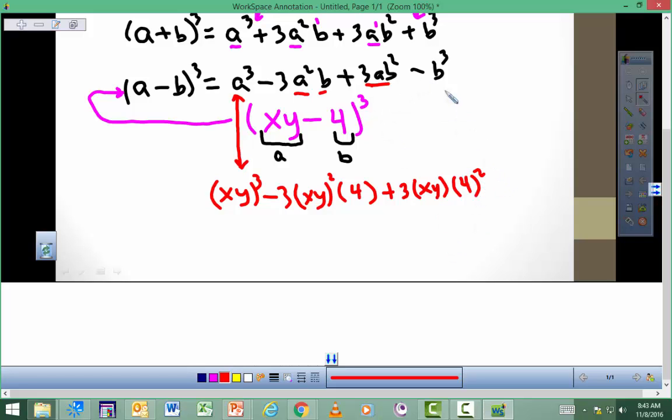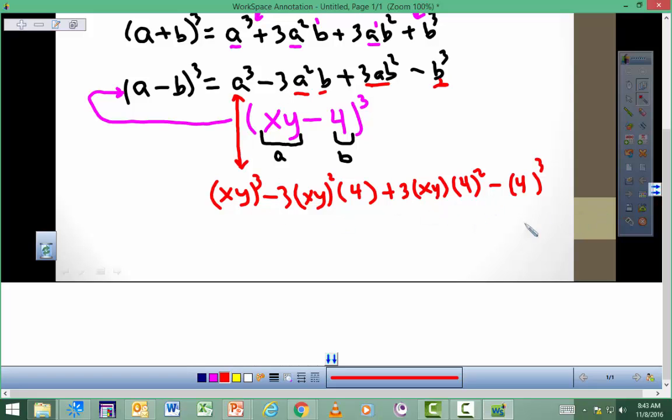And then finally I have this last term to deal with. This negative. And I'm going to put cube. What number goes in? It's the B. This is the B right here, so put 4 here. Now, after you've substituted everything into here, then work on simplifying this.